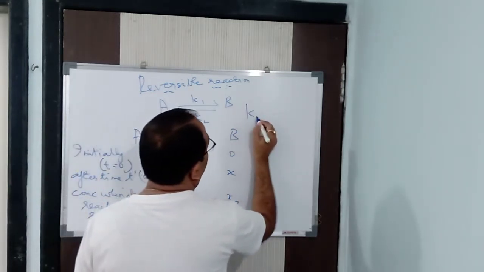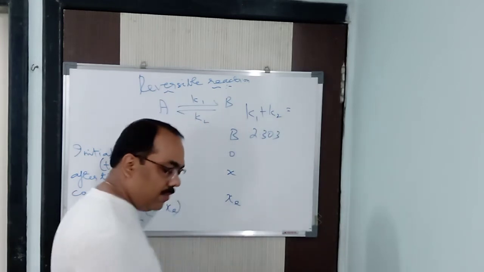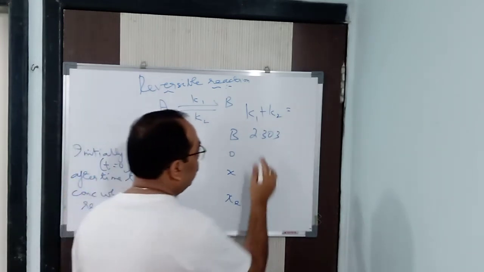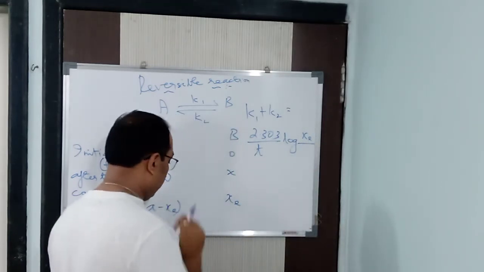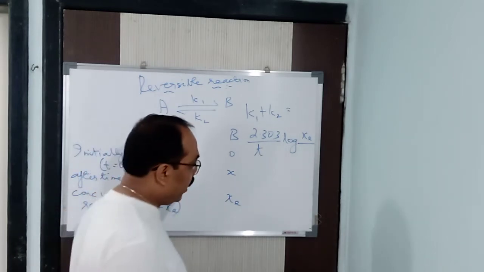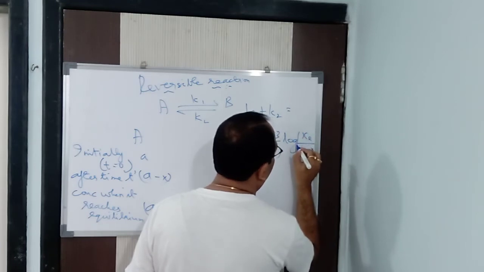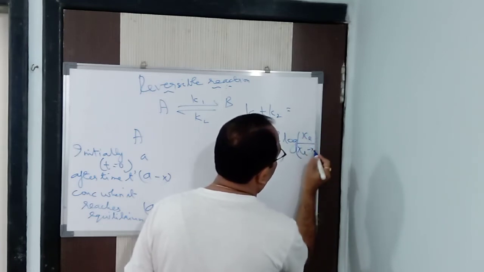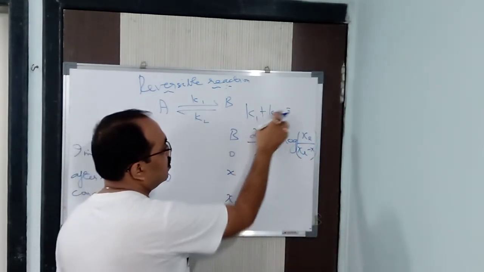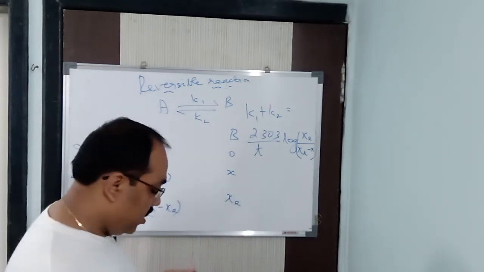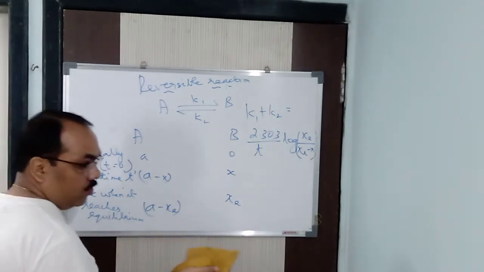Now K1 plus K2, what it will be? It is 2.303, same thing, first order reaction, 2.303 by T log Xe by Xe minus X. K1 plus K2 is equal to this, you get this particular formula. For which type of reaction is it? For the reversible reaction, we can say.